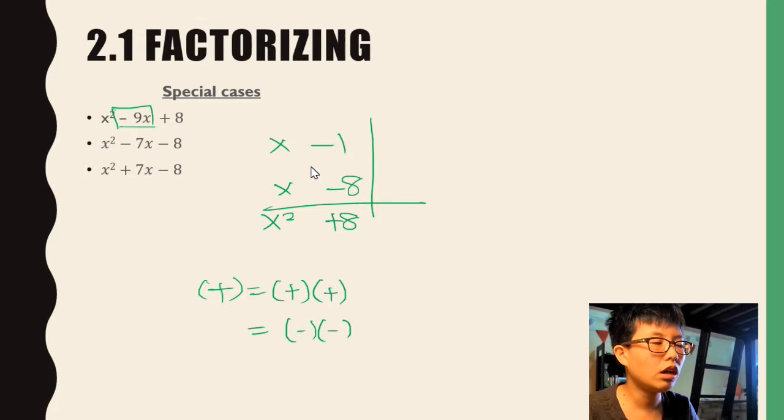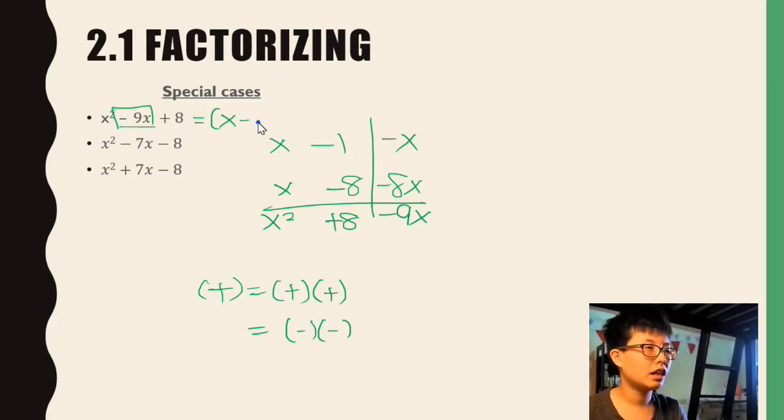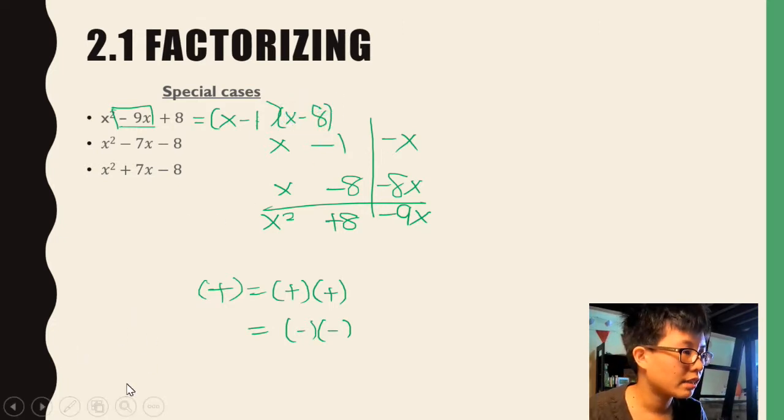So when we multiply it, you get this and this. So we get this. Our answer is x minus 1. Our two factors are x minus 1 and x minus 8. And we're done. So the next two I will zoom through pretty quickly.